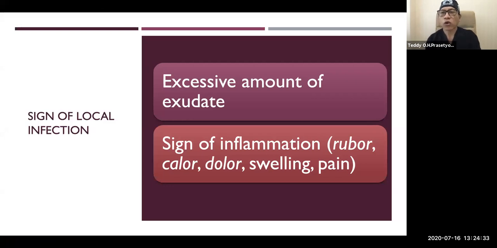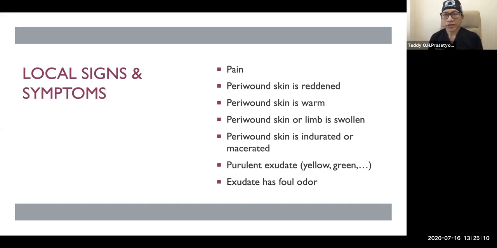So let's move to just recall what we have known about signs of local infections. An example is a chronic wound that becomes infected, where you may see differences from the previous time period. For example, the amount of exudate becomes more excessive. There are signs of inflammation such as rubor, redness, warmth, pain, swelling, which previously did not exist. So locally, a wound could be assessed as infected if the patient suffers from more pain than in the previous time frame. The peri-wound skin is reddened, and if you palpate, the peri-wound skin is warm. The peri-wound or limb looks swollen. Peri-wound skin is indurated or macerated, which did not exist before.